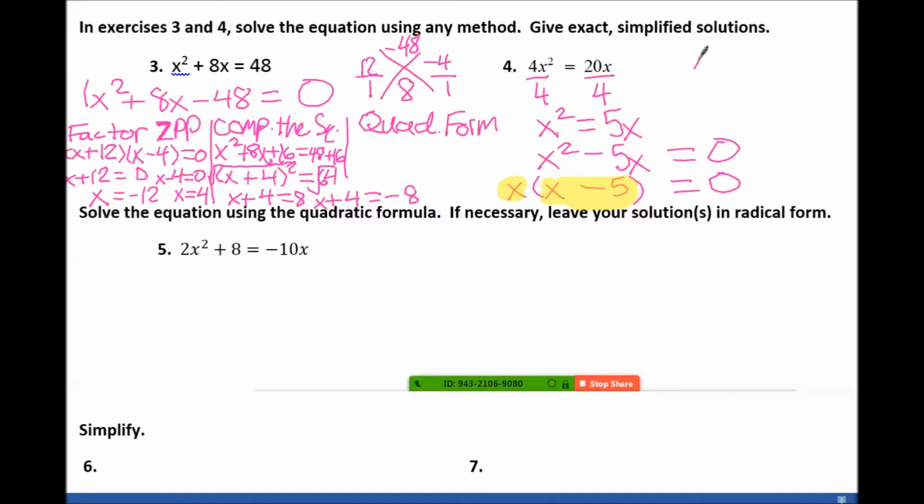Okay, so now I can set each of those factors equal to 0. I don't have enough space, so that's x equals 0 and x minus 5 equals 0. So that's x equals 5. So these are our solutions. You could have used the quadratic formula, you could have used completing the square, but we didn't need to. We're good to go, so let's move on.